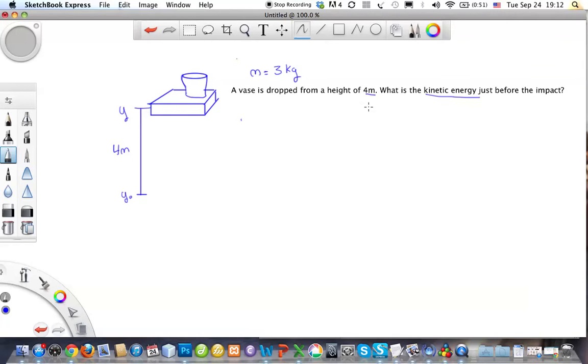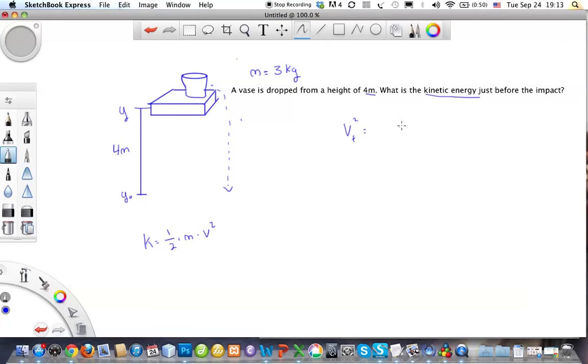Well, from several videos ago, we know that our final velocity squared is equal... So we want the kinetic energy, as it's dropped off this ledge right here from 4 meters. And we want the kinetic energy just before the impact. So we know that our kinetic energy is equal to 1/2 mass times the velocity squared. Alright, so we want to know the final velocity just before the impact.